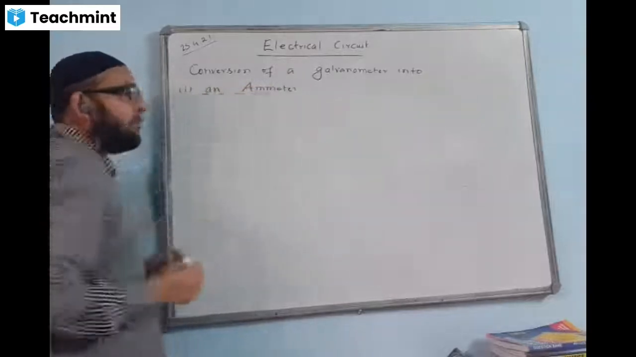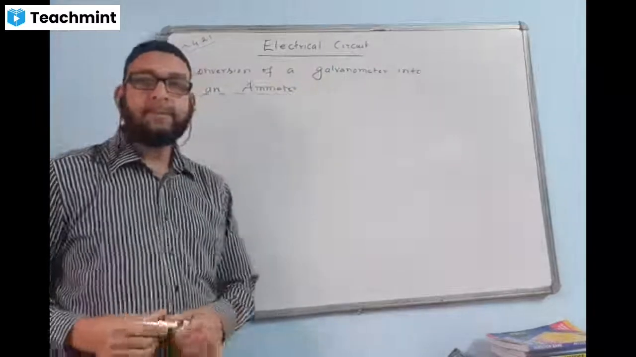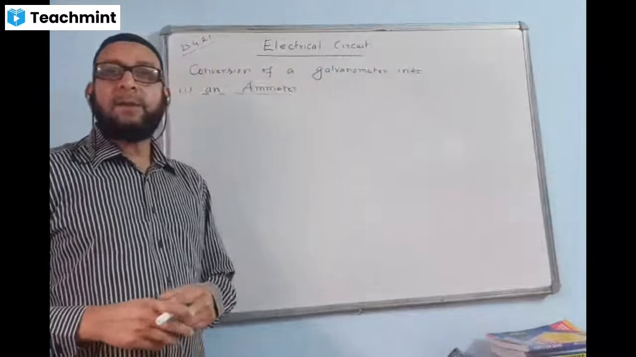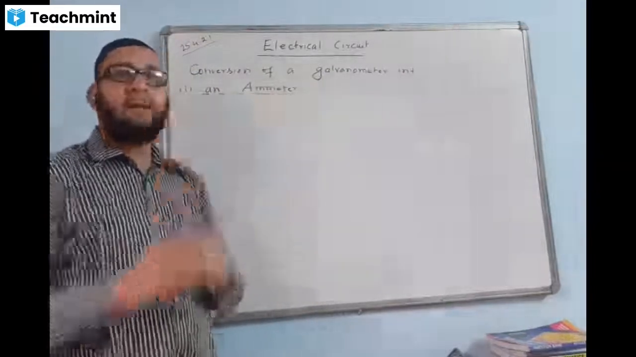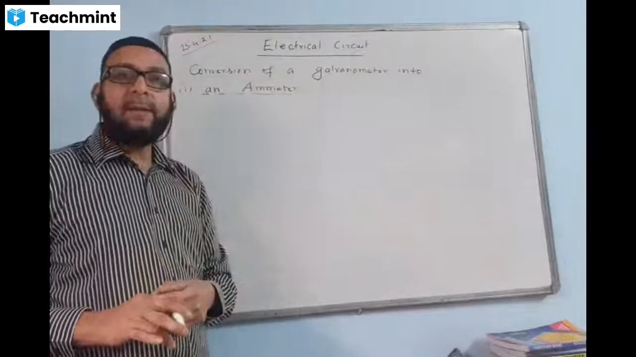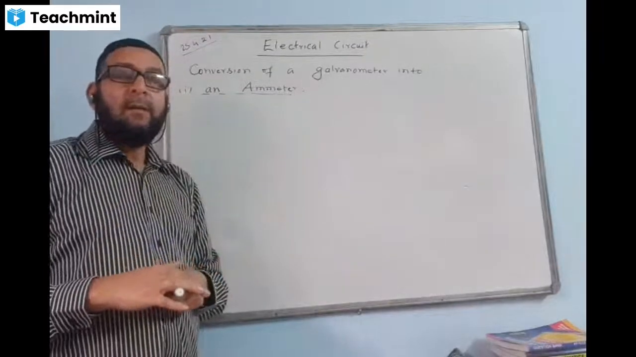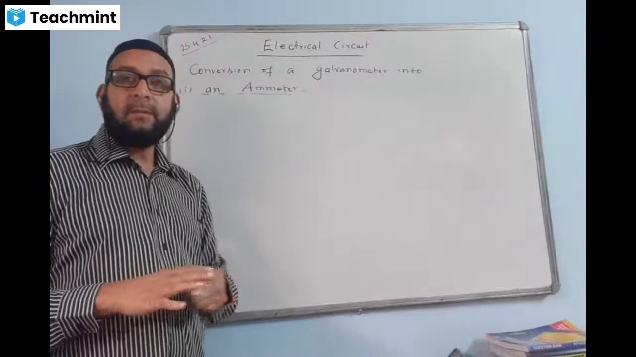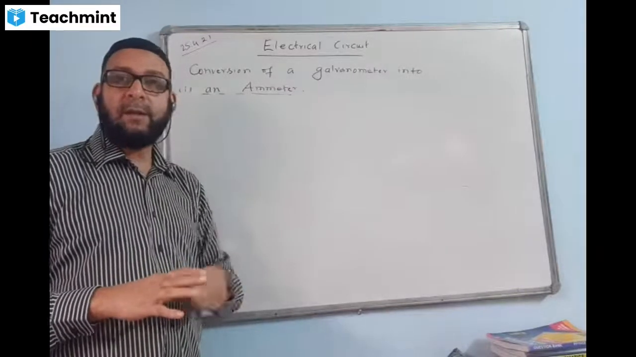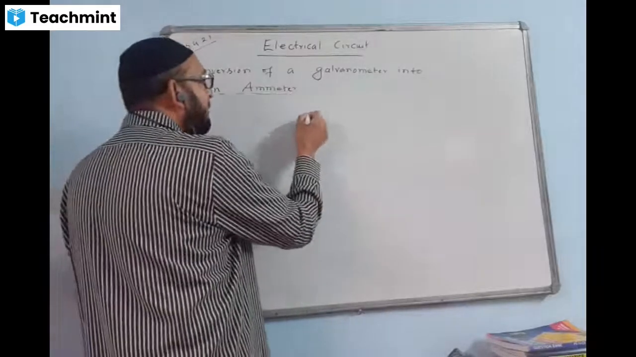Okay, this is the topic we have in the ISC syllabus. That means we are given a galvanometer, and we want to change that galvanometer into an ammeter. That means the galvanometer now has to measure current. I'll draw a diagram for this.